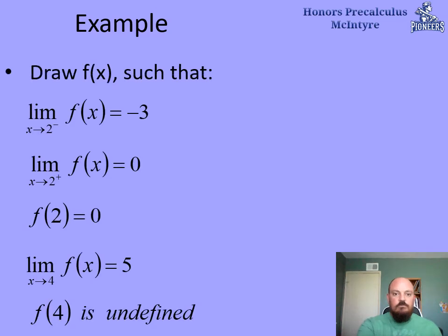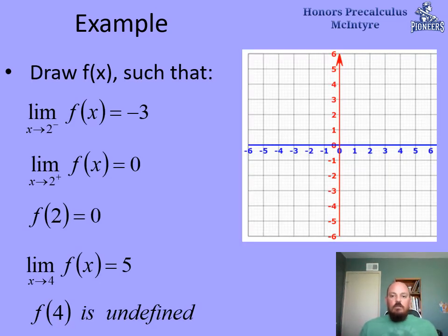All right, so for this example, we are going to draw our own graph, f of x, and we're going to make all 5 of these things true. Now, as you look at it, I want you to think of it kind of as 2 groups of questions, because these 3 things here tell me what happens right around where x equals 2. The bottom one tells me what happens when x is 2.